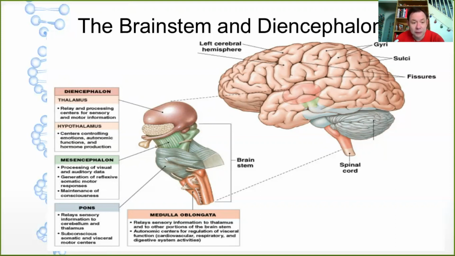Above the pons, we have the mesencephalon. It's responsible for processing of visual and auditory data. So visual and auditory data at a very low level. So basically, when signals come from your eyes and your ears, they go through this structure, and there is some processing that occurs there. It's not where you become consciously aware of sounds or images. It's at a subconscious level. This data then moves up through the thalamus and is transferred to the occipital lobe for vision and the temporal lobe for sound.